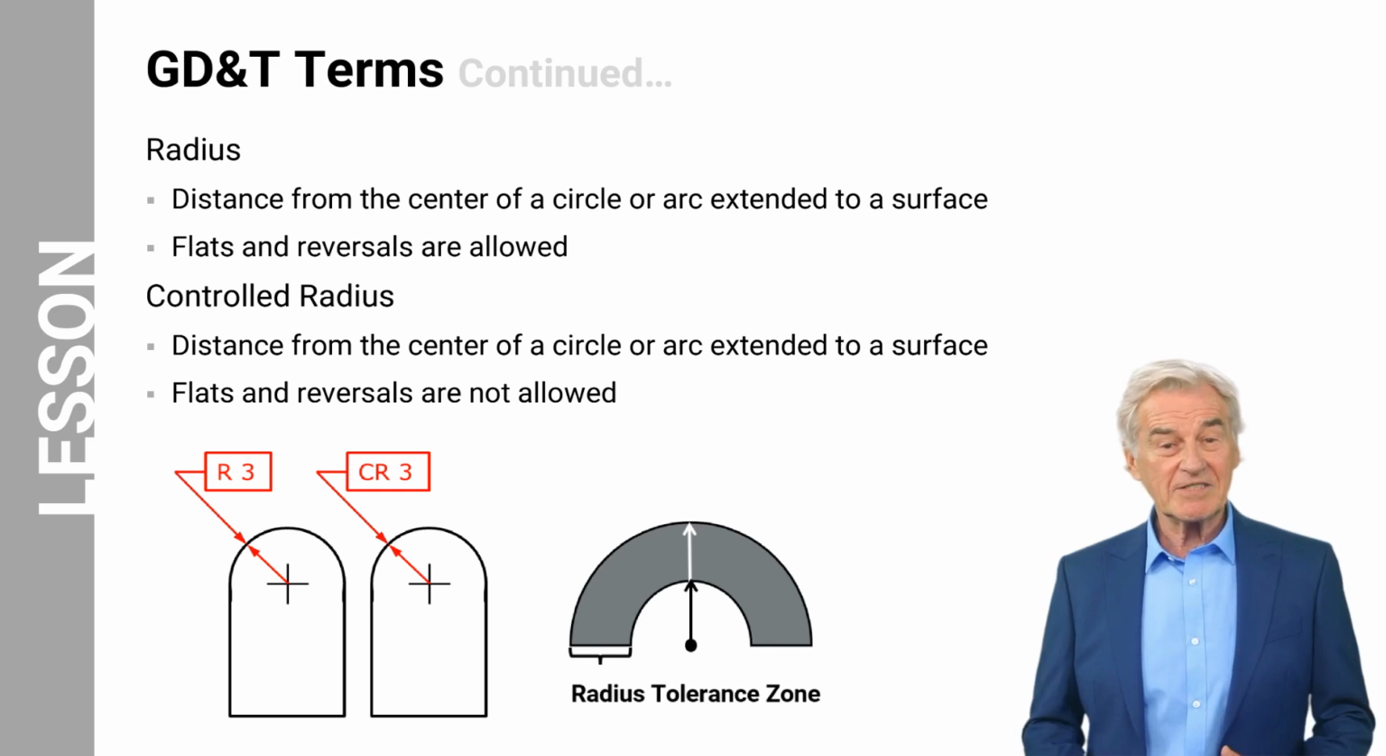A controlled radius, or CR, works the same way when applied to a surface or feature. However, a controlled radius requires the finished product to have no flat areas or reversals, so in other words, it must be a perfect arc.